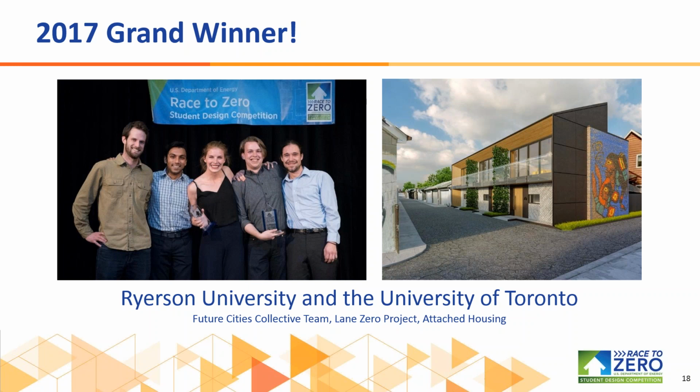Last year, that winner was Ryerson University and the University of Toronto, a collaborative team, and their design was a very intriguing repurposing of space that was underutilized, the garage in the back of units in these laneways in Toronto, where there's a very significant shortage of housing. And this team developed a very innovative solution for providing housing where the garage was being underutilized and was very well received by the judges.